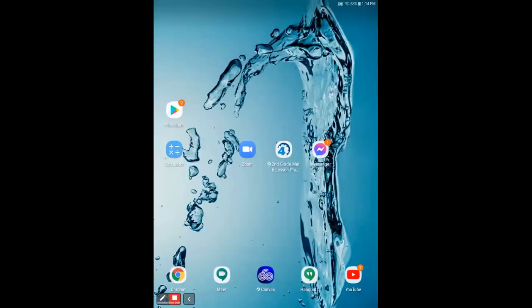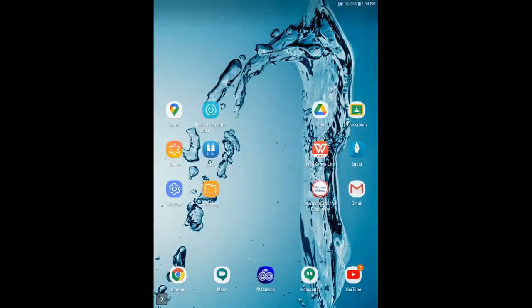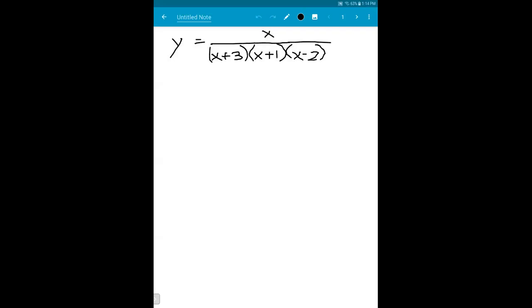Okay, consider this one here. The function y equals x all over the quantity x plus 3 times x plus 1 times x minus 2. So let's sketch the graph of this one. You may already do it as I discuss the solution. So first, let us find the intercepts.